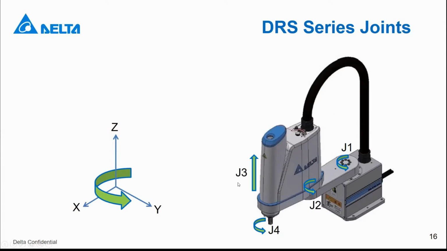So also means right hand rotation. And then for the axis itself, you can see joint one is on the base of the robot, and joint two is connected between arm one and arm two. And joint three is linear motion. It will move the end effector up and down. And joint four is for the axis rotation. So this is the DRS series joints.